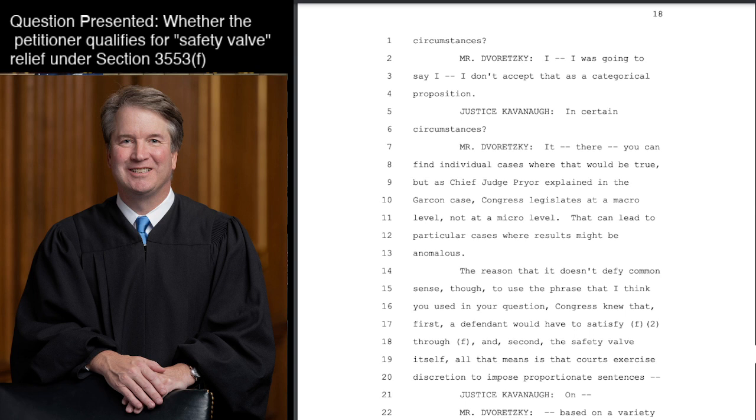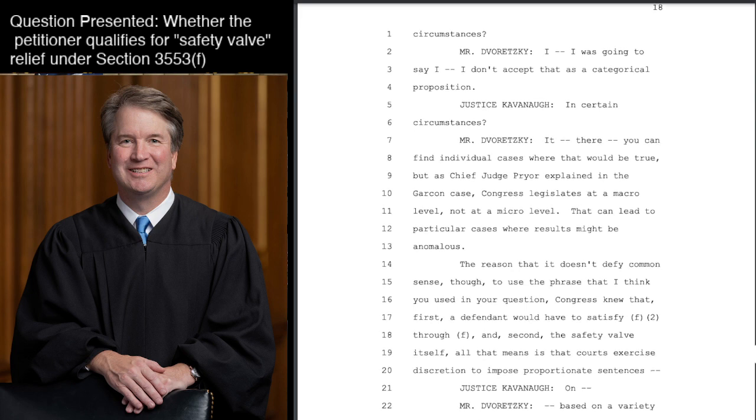That can lead to particular cases where results might be anomalous. The reason that it doesn't defy common sense, though, to use the phrase that I think you used in your question, is that Congress knew that, first, a defendant would have to satisfy F2 through F, and second, the safety valve itself. All that means is that courts exercise discretion to impose proportionate sentences based on a variety of factors, including criminal history.